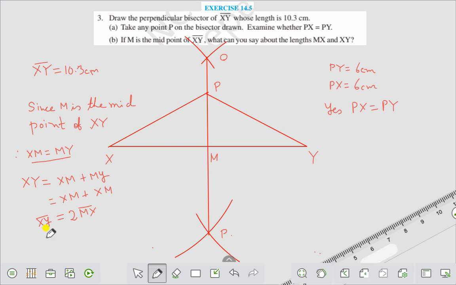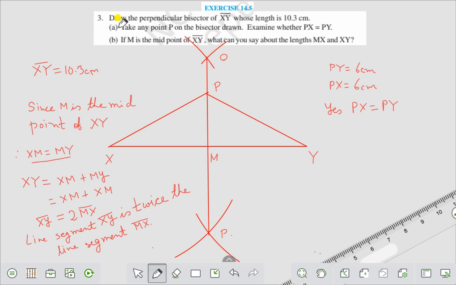Therefore, you can say that line segment XY is twice the line segment MX, right?